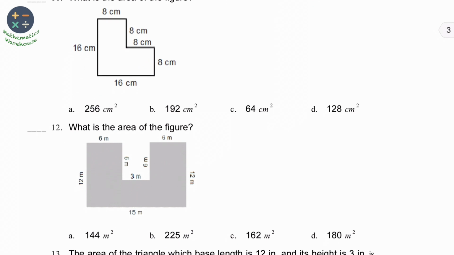Next question, the same question. What is the area of the figure? We can divide this figure. Let us divide it from here, for example. Now here it's 8 times 8, which is 64, and this one 8 times 16, which is 128. So now 64 plus 128 equals 192, which is B.